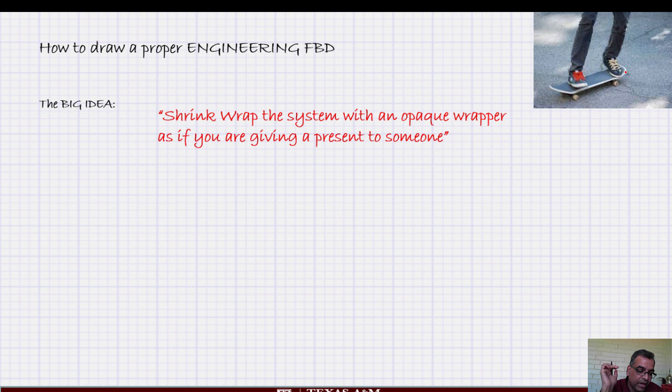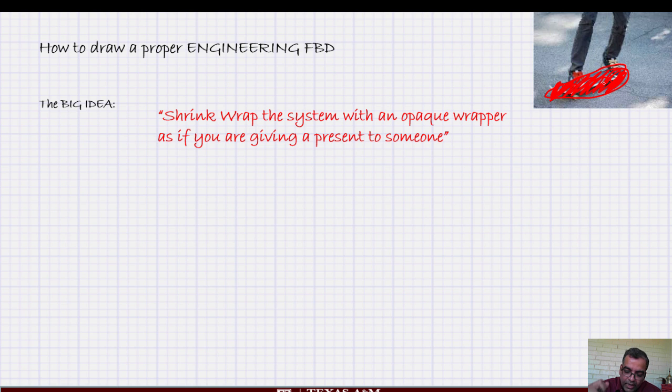So the big idea behind this is we are going to shrink wrap the system with an opaque wrapper, as if you are giving somebody a present. Imagine that you're going to hand the skateboard to somebody as a present. So what would you do? You take the skateboard and wrap it up. Right? That's the idea behind drawing a free body diagram.